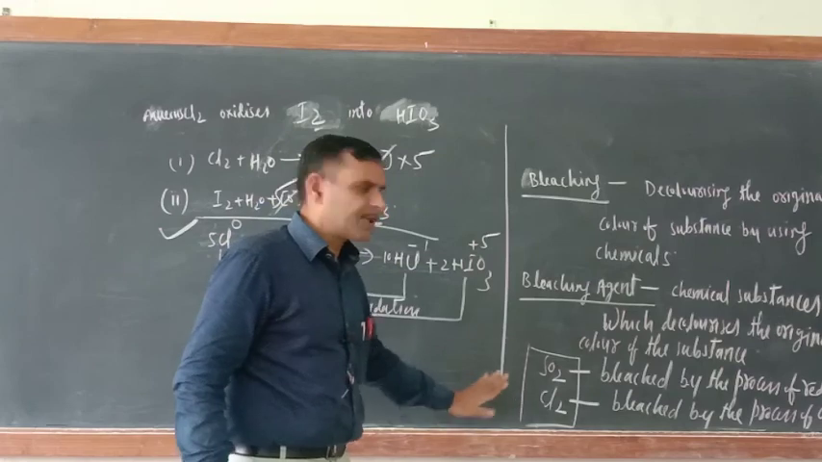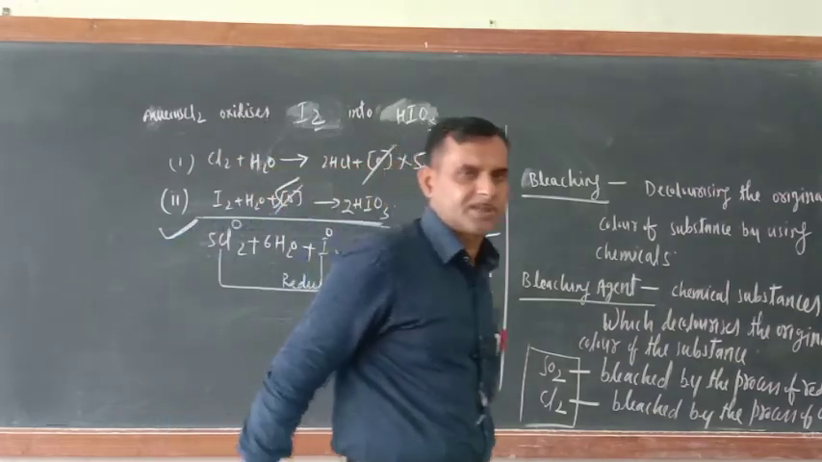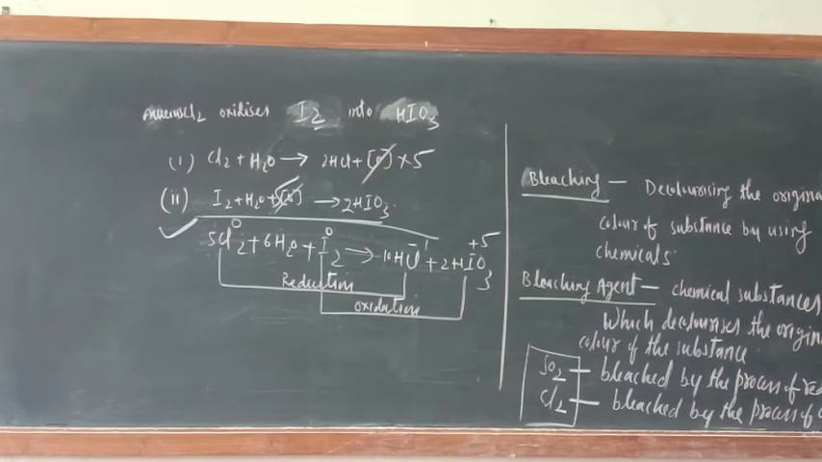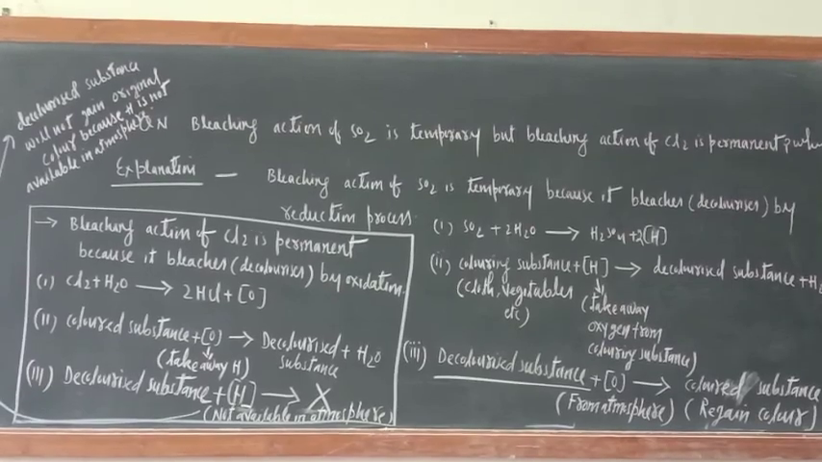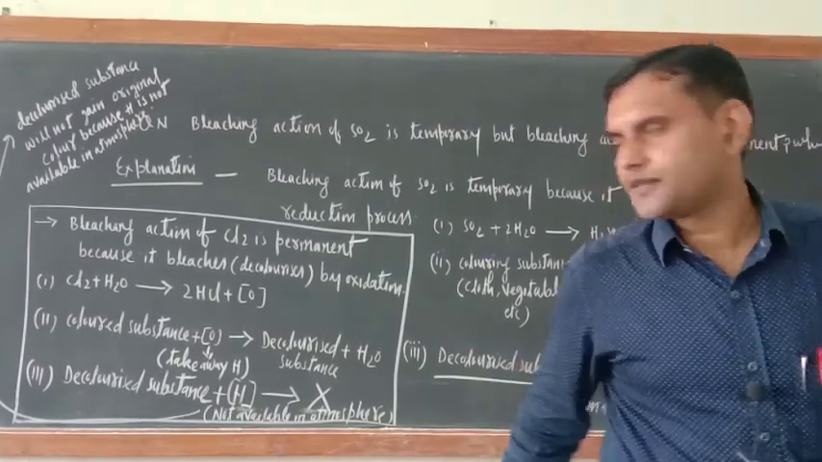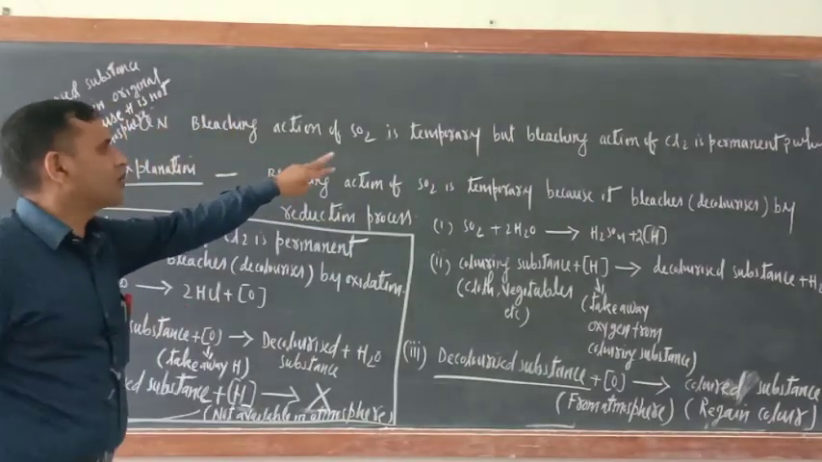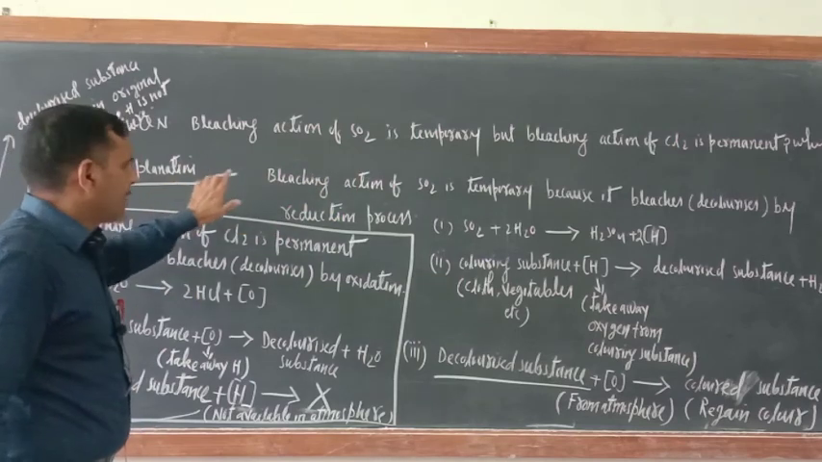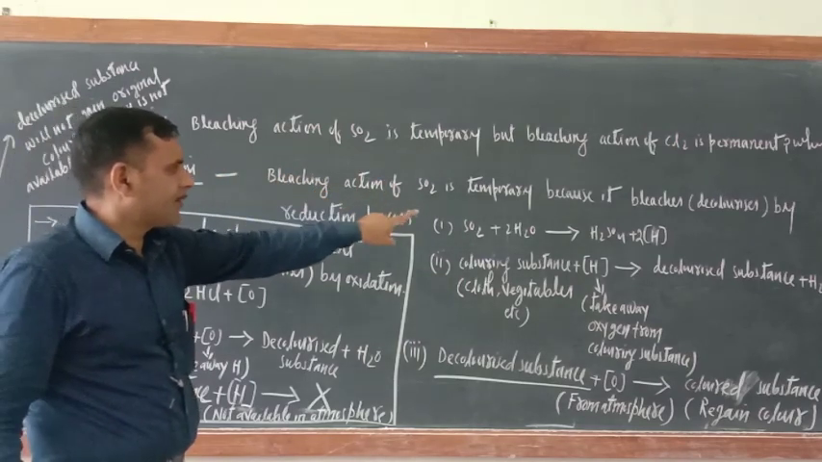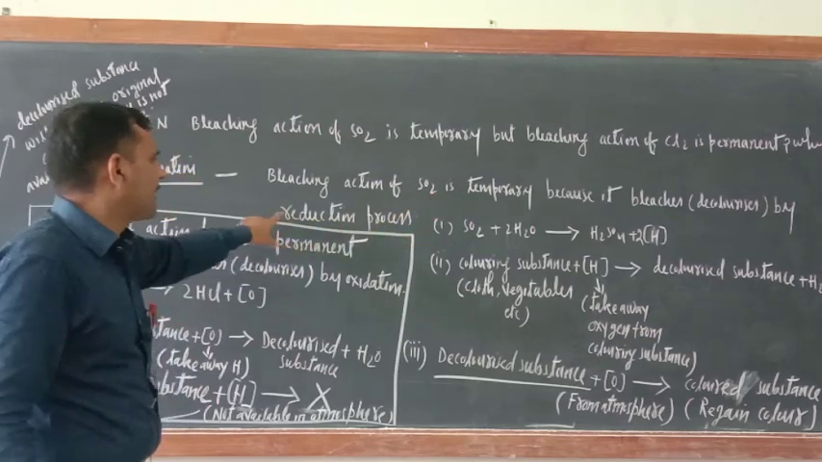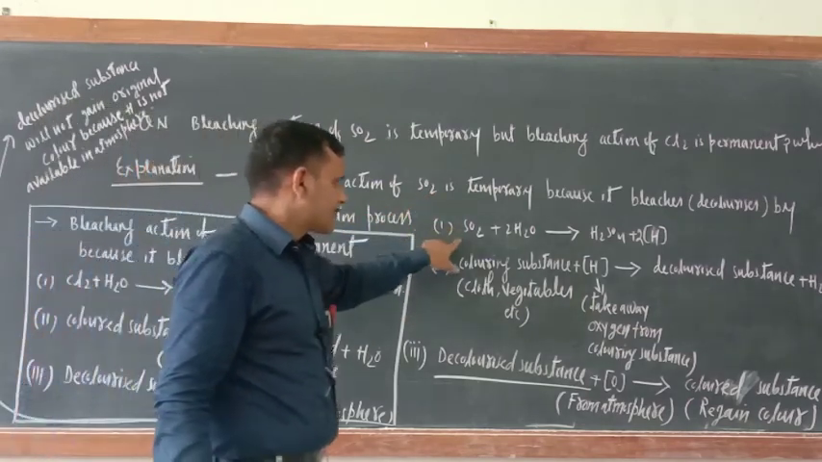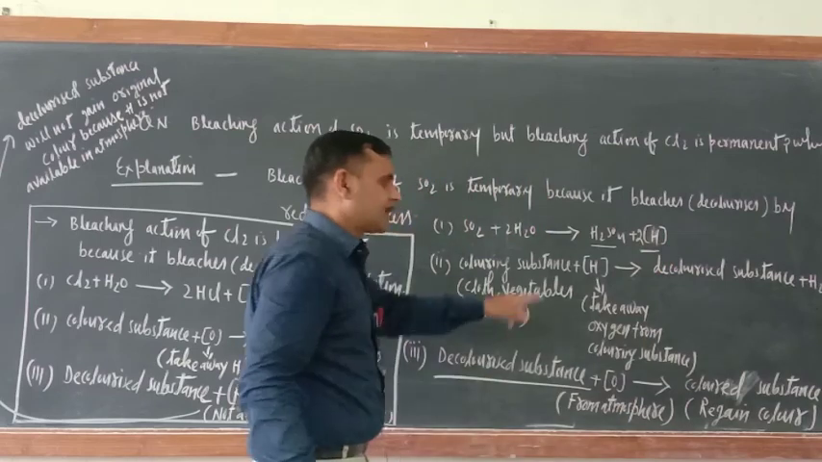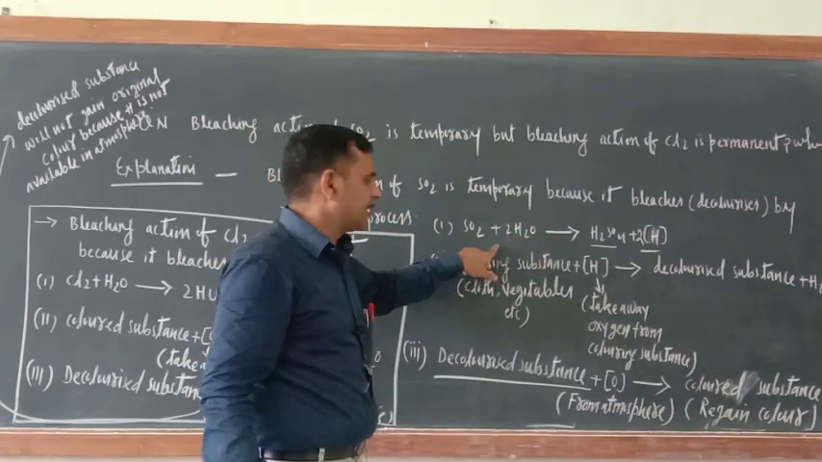So this is for the understanding purpose. I will write the complete reaction, don't worry, including questions. So now let us see this question. Bleaching action of SO2 is temporary, but bleaching action of Cl2 is permanent. Why? Just see. Bleaching action of SO2 is temporary because it decolorizes by the reduction process. See the process: SO2 plus 2H2O gives H2SO4 and 2H. Nascent hydrogen is evolved. It means it is a reducing agent.